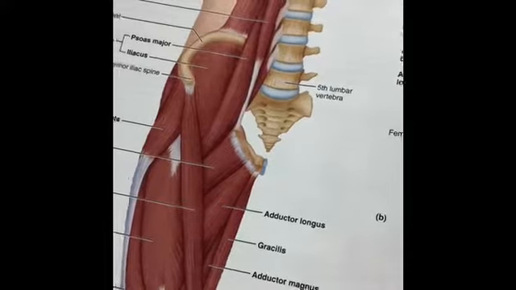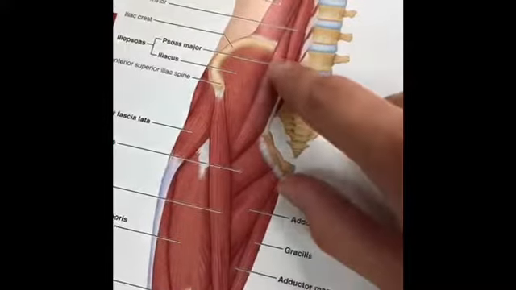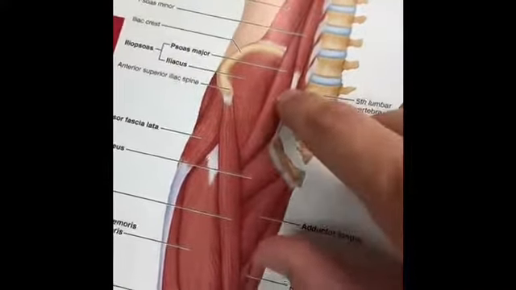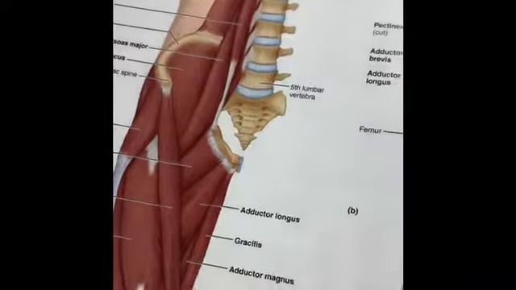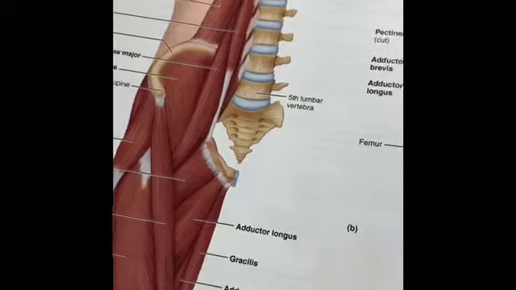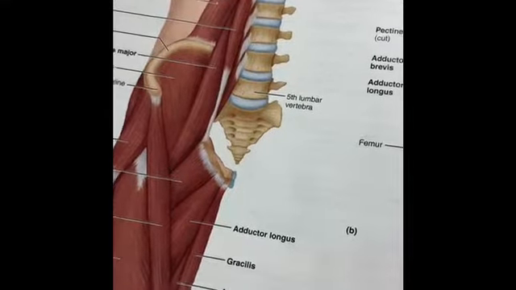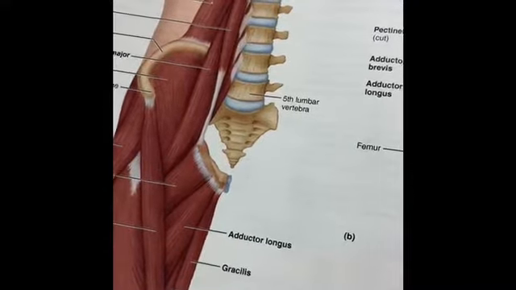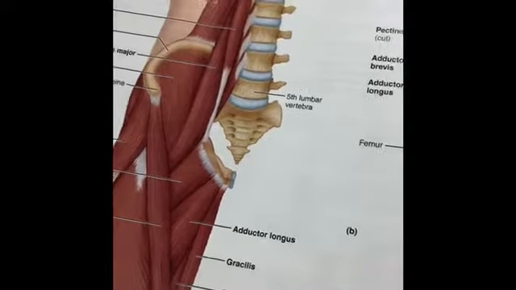The next muscle is the psoas major, and that is this muscle right here. The origin is the fleshy strips from transverse processes, bodies, and disc of lumbar vertebrae, and also T12 vertebrae.